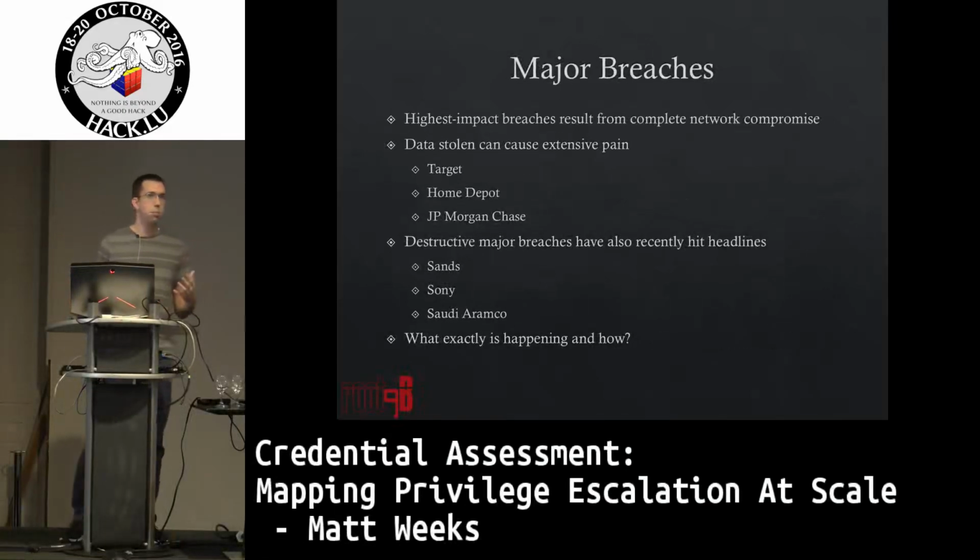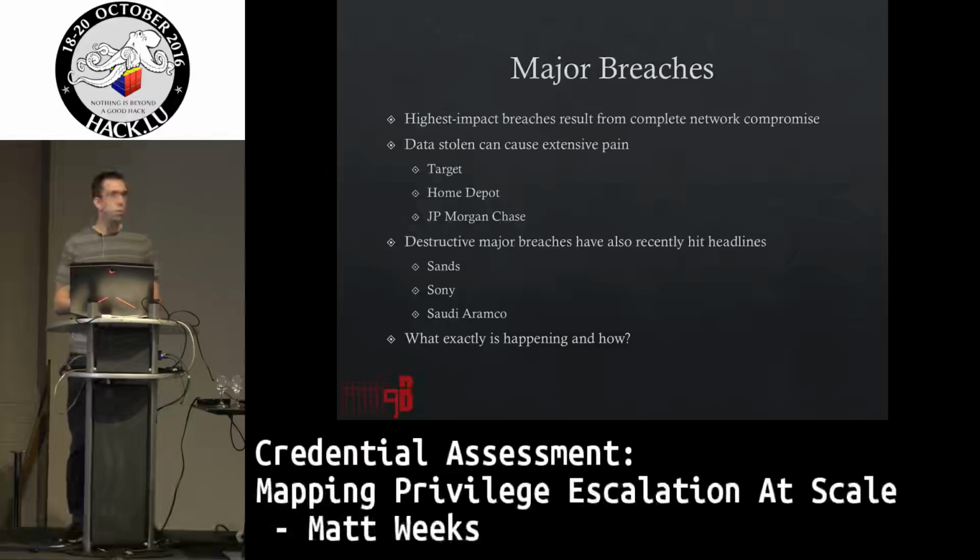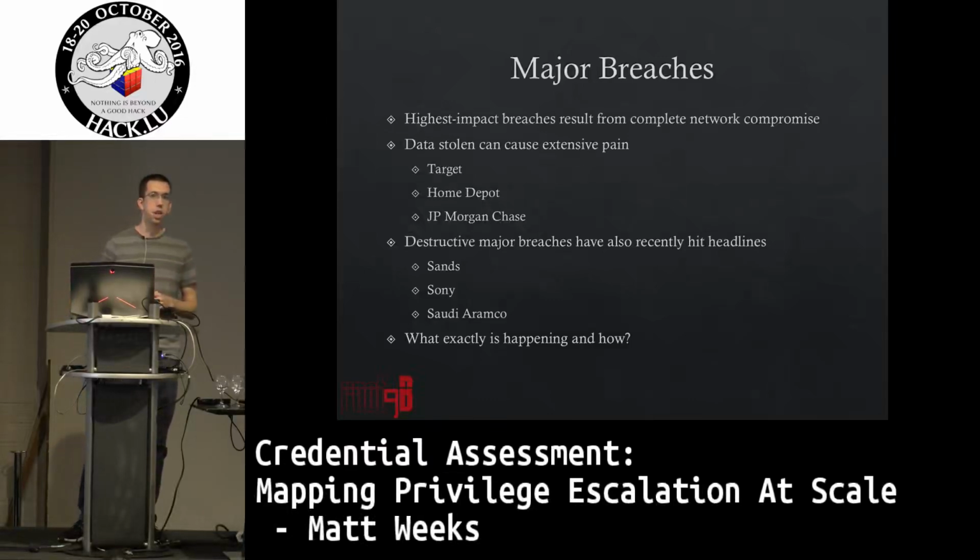So keeping this in mind, I was taking a look at a lot of the major breaches, and from a forensic perspective, a big question on the minds of a lot of the big organizations is, well, what does a breach cost? How does something become a major breach, and what is the biggest impact from that? And the highest impact breaches tend to come from complete network compromise.